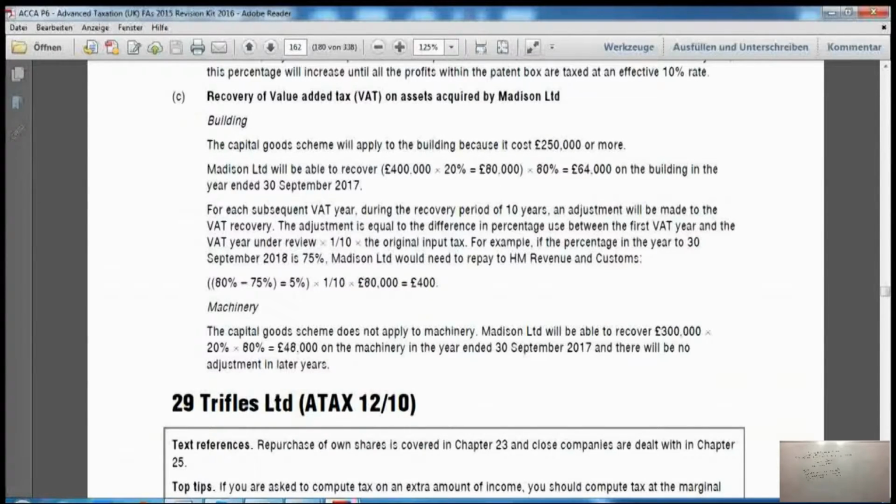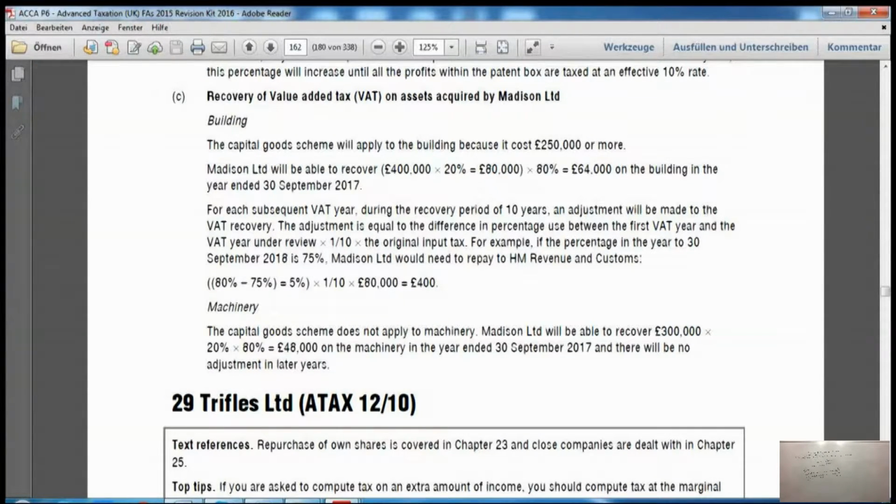The adjustment is equal to the difference in the percentage used between the first year and the year under review, multiplied by 1/10 because it is a building, multiplied by the original input tax. Now for example, if the percentage in the year to 30th September was 75%, whereas in my example I told you we take 70%. So whichever you take, because it is just an assumed figure, even if you would have done it with 70%, that is fine.